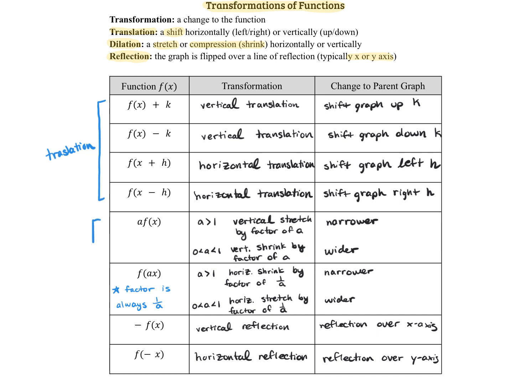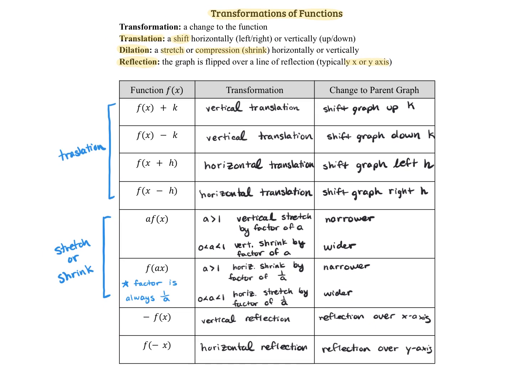If you are multiplying by a constant, it is going to be a stretch or shrink, or we could call that a dilation more generally, but I will always use the word stretch or shrink. Shrink and compression are also interchangeable. And if you multiply by a negative, it will be a reflection. And then your job is to decide if it's horizontal or vertical, and by how much, if you have a translation or a stretch or shrink.